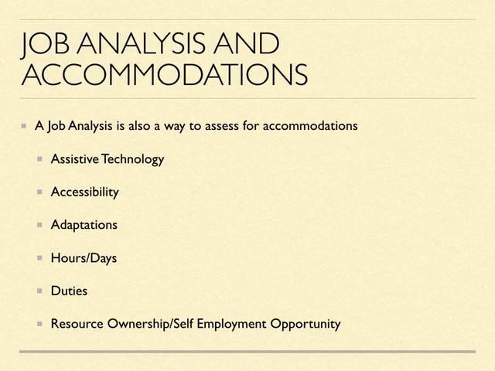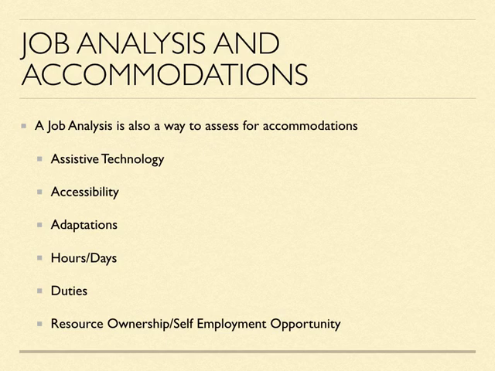So some accommodations that might be considered might be implementing assistive technology. It could be accessibility, or making adaptations to machines. It could also be negotiating the hours or days a person works or duties, and even the potential for resource ownership. You may find that a business could benefit from another piece of equipment that the job seeker could provide. Or you may find that there's an opportunity for self-employment because there's a need in the community that's not being met. All of these which we'll discuss later.